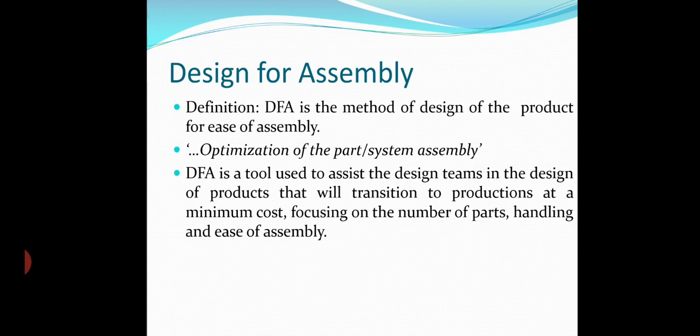Next one, design for assembly. Definition. DFA is the method of design of the product for ease of assembly. Optimization of the part system assembly. DFA is a tool used to assist the design teams in the design of products that will transition to production at a minimum cost, focusing on the number of parts, handling and ease of assembly.